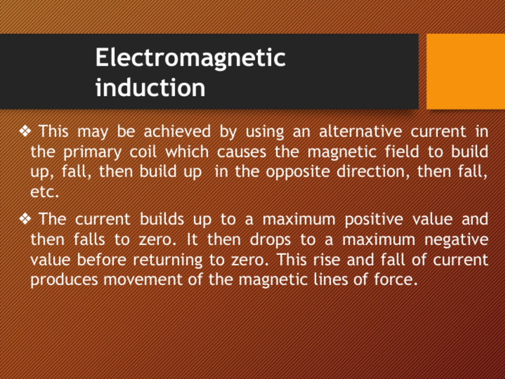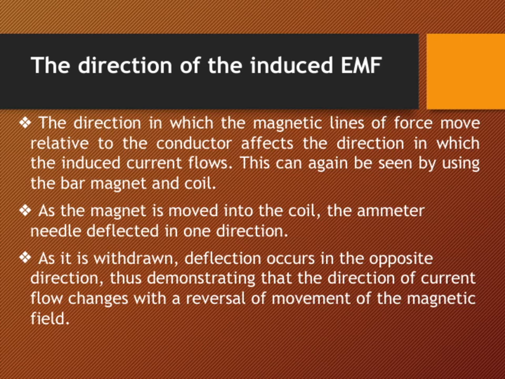The direction in which the magnetic lines of force move relative to the conductor plays a crucial role in determining the direction of the induced current. Think of it this way. When we use a bar magnet and a coil, the movement of the magnet influences the current flow inside the coil. For example, as you move the magnet into the coil, you'll see the ammeter needle deflect in one direction. But then, when you withdraw the magnet, the needle deflects in the opposite direction.